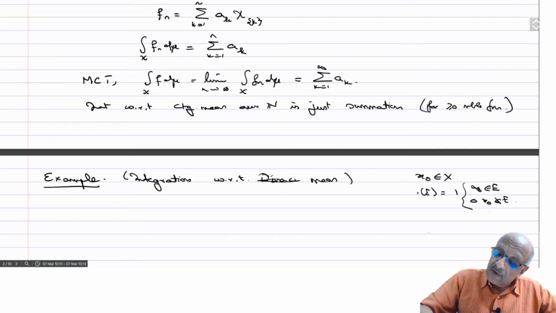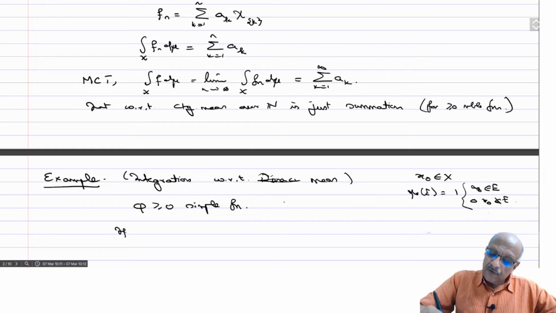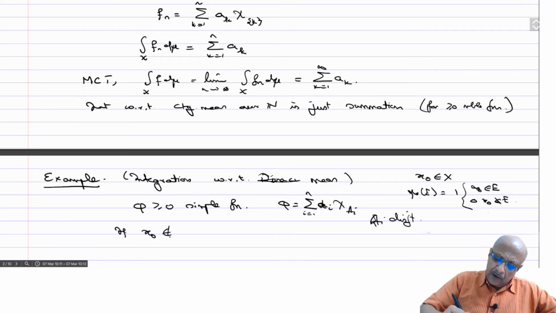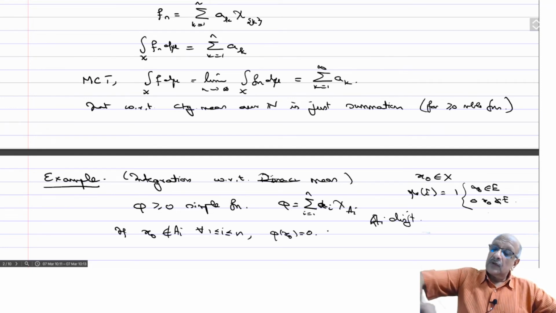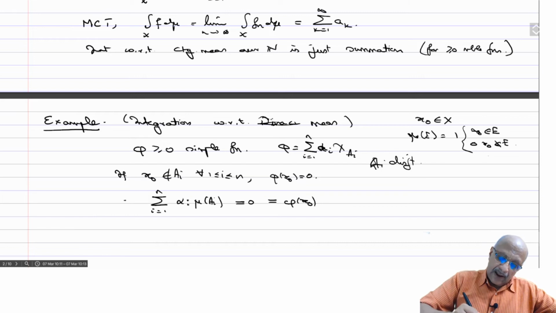Okay, let me write mu itself here. So phi is a non-negative simple function, phi equals the sum from i equals 1 to n of alpha_i chi of A_i, and let us say the A_i are disjoint. If x_0 does not belong to A_i for all 1 less than or equal to i less than or equal to n, then phi of x_0 equals 0. Also, the sum from i equals 1 to n of alpha_i mu of A_i: x_0 is not in any of them, so all of these are 0. So this is equal to 0, and this is equal to phi of x_0, and that's equal to the integral of phi d mu.